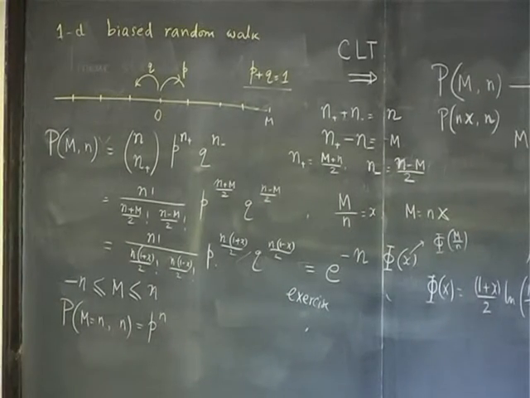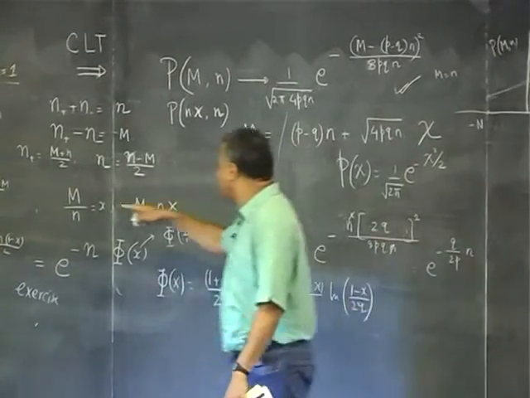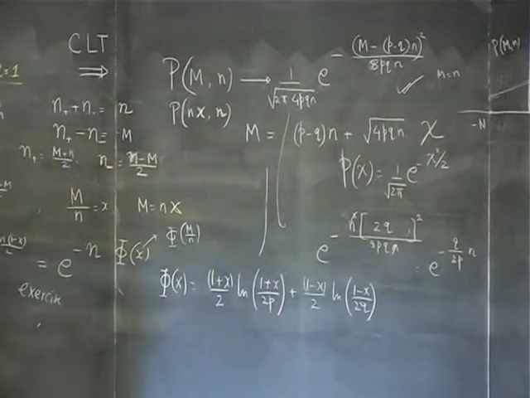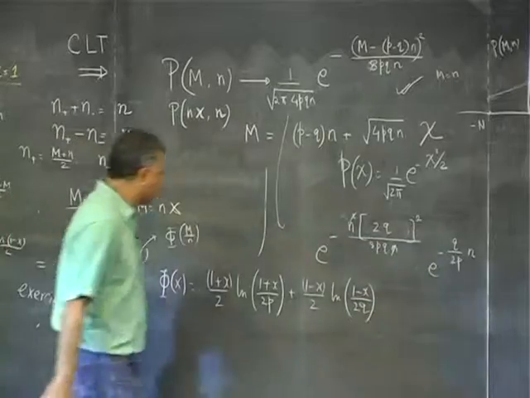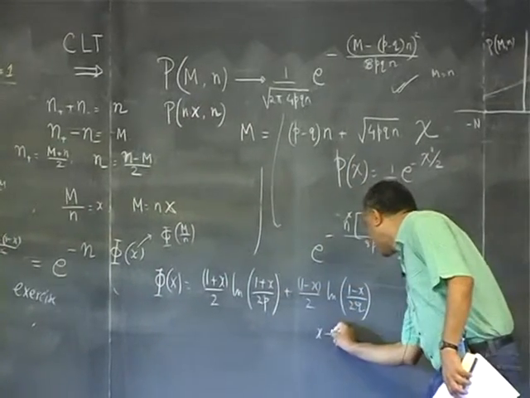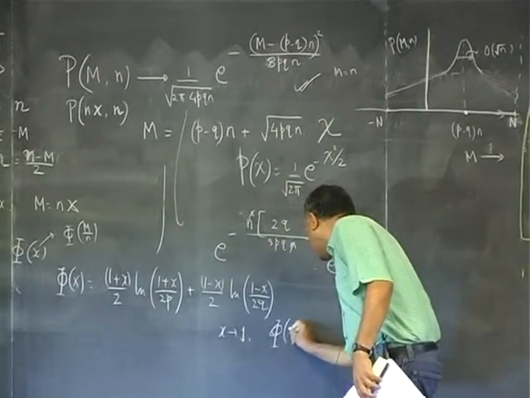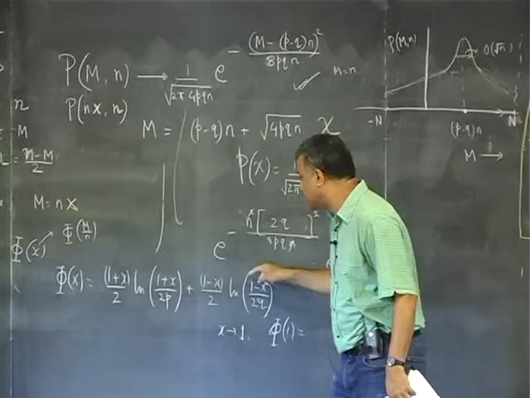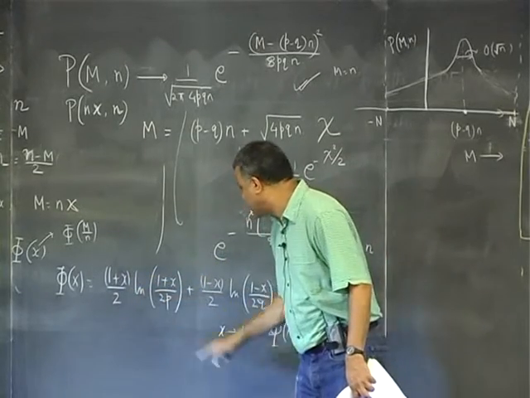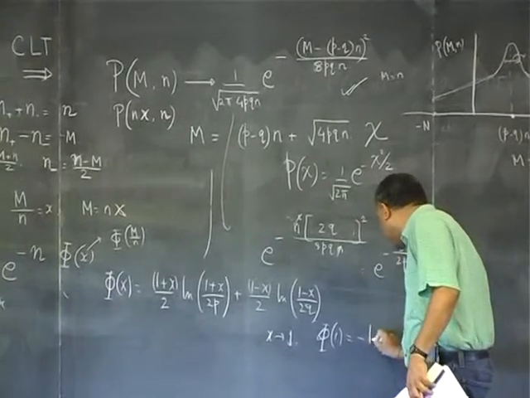And let's just check this limit here. So now, if I look at m equal to n, that means x equal to 1. So what happens when x equal to 1 in this function? This part is 0 as x tends to 1. So phi of 1 is, this part is 0, and here this 2 cancels, and you get log of 2 over 2 cancels, so you get minus log p.